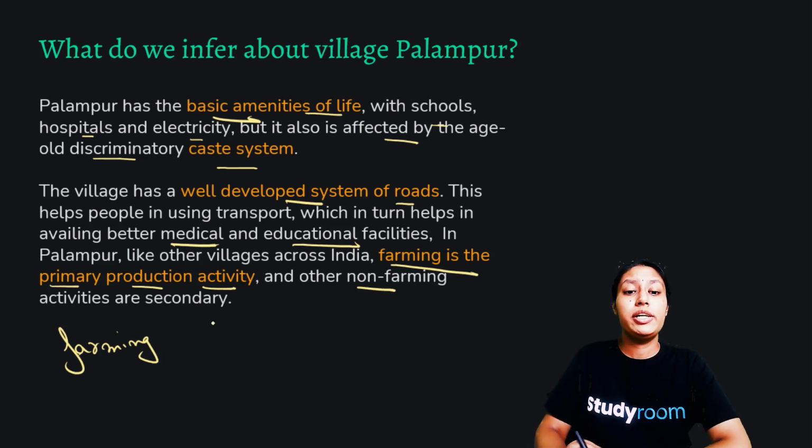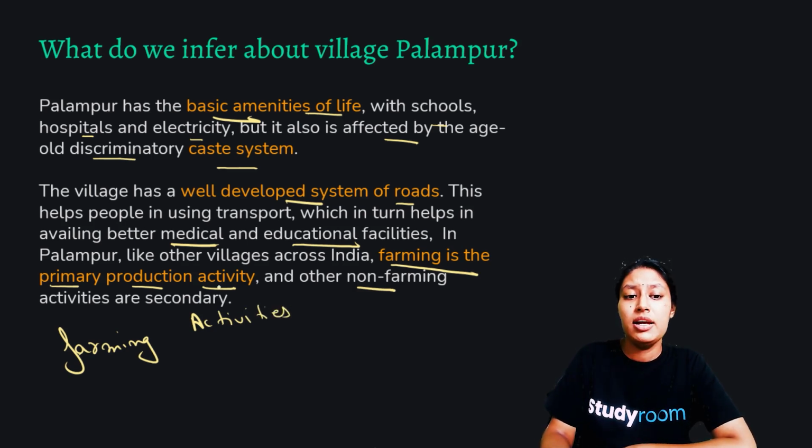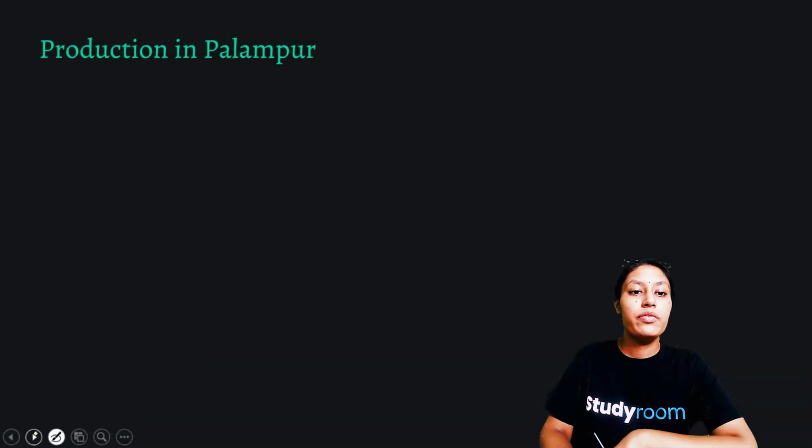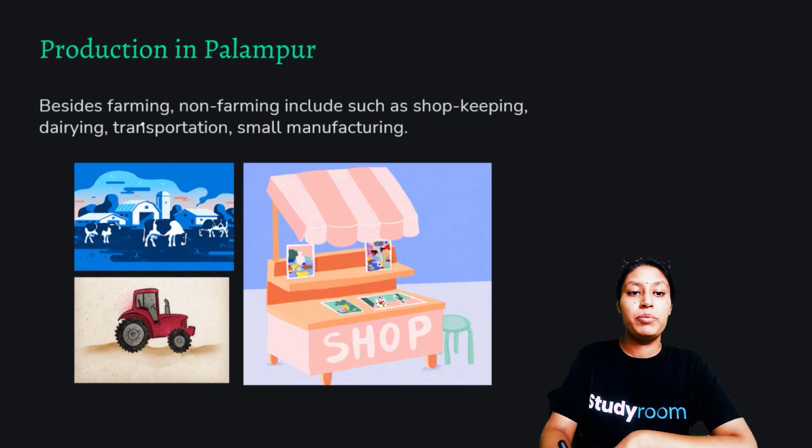So when we talk in terms of activities, Palampur or any other village across India has two types of activity. One is primary, another is secondary. Primary activity includes farming and agriculture, and all the activities other than farming come under secondary activity. Now we will find out about production in Palampur.